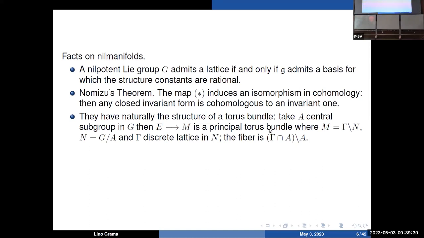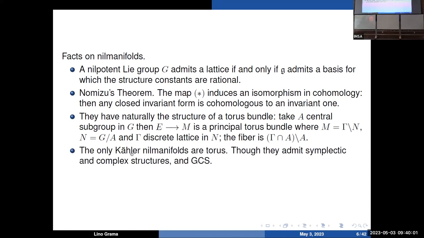And they have the structure of a torus bundle. They take a central subgroup, and we have some principal torus bundle over this quotient here. And the only Kähler nilmanifolds are the torus. But they admit symplectic, complex, and generalized complex structures, so in this case it's a very rich space to apply some examples or counterexamples.